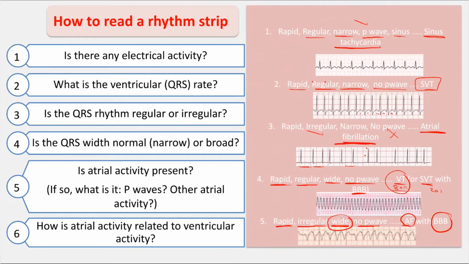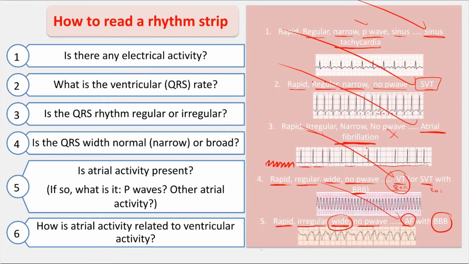So these were the most common ECG changes which you see in the emergency department: sinus tachyarrhythmia, SVT, atrial fibrillation, VT, and also AF with bundle branch block. There is another type, call it atrial flutter. It looks like this, but there will be flutter waves.